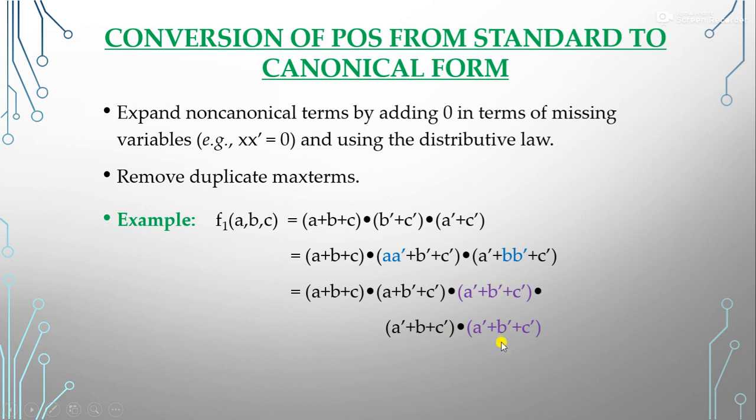Now you can see these two terms are duplicate here, so we remove one term and keep only the one term. So that is a plus b plus c, a plus b dash c dash, and this is a dash plus b dash plus c dash, and this one a dash plus b plus c dash. So now it converts into the canonical POS form, right?